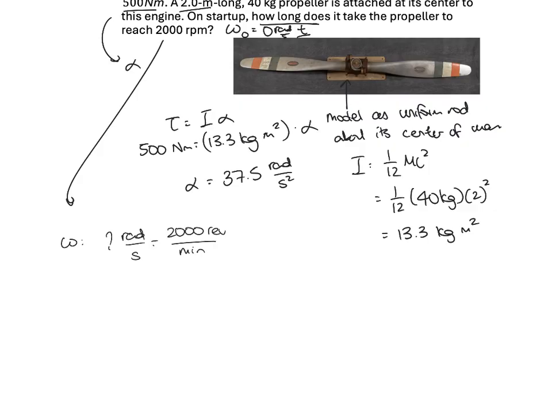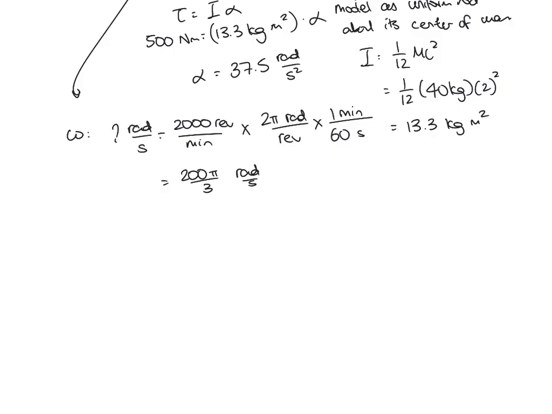This is one place where using the traditional unit conversion method works well. I convert 2,000 revolutions to radians by noting that there are 2 pi radians per complete revolution, and every minute has 60 seconds. So when I do all of this, I find that it is 200 pi over 3 radians per second. You can plug it into a calculator if you wish. I'm just going to leave it like that for now.